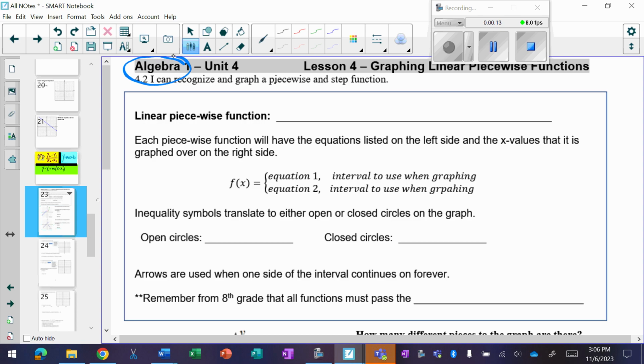Today we're going to take our linear equations that we've been working on in the last couple of days and take it to the next level, where we're going to do what's called a linear piecewise function. The idea behind a piecewise function is there are several different pieces. So a piecewise function is the graph separated into pieces or parts.